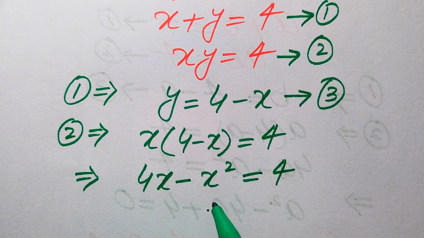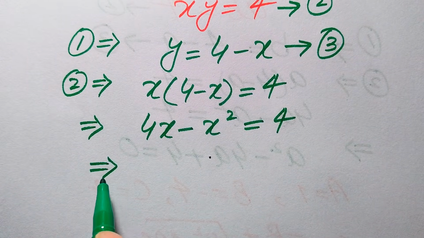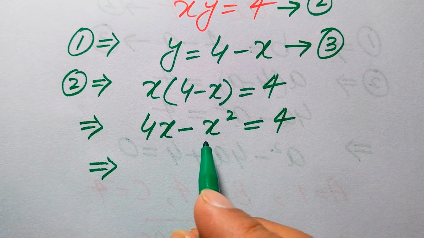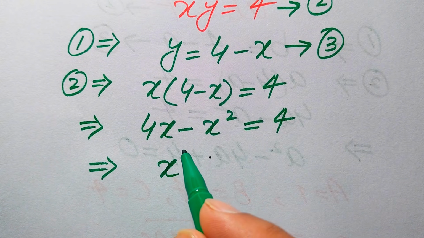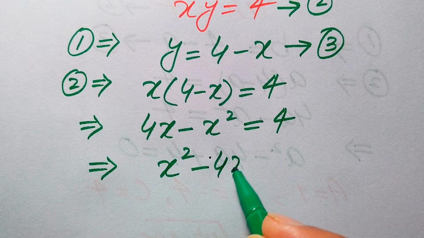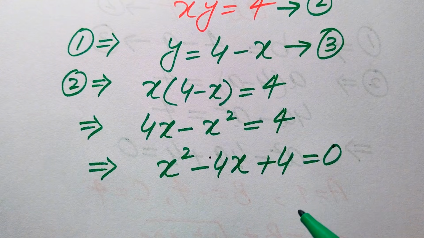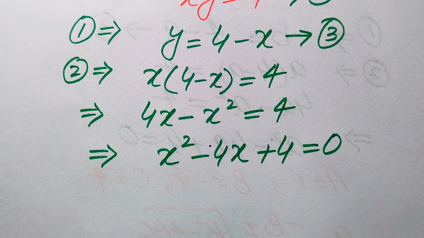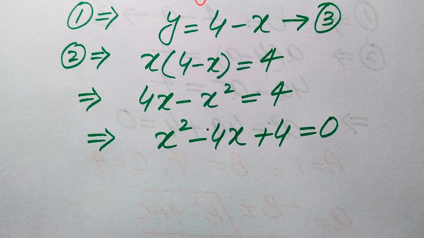You see here this equation becomes a quadratic form but not in the standard form, so here we need to convert this into the standard form. For this we move 4x and minus x square to the right hand side. This is minus x square, and when we move it to the right hand side, it becomes plus x square. This is plus 4x, which becomes minus 4x, and this is plus 4, and this whole equation is equal to 0. Now in the next step, we need to solve this quadratic equation.